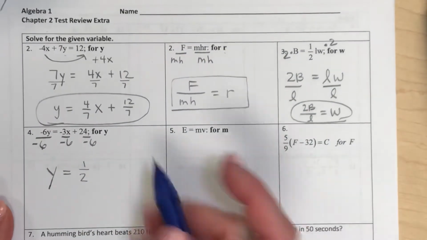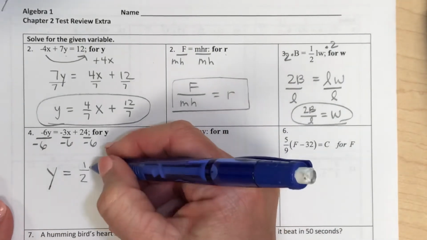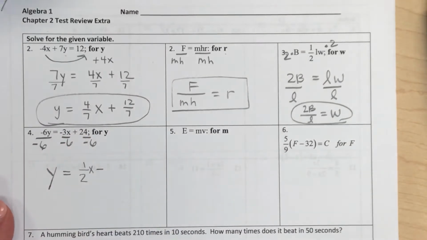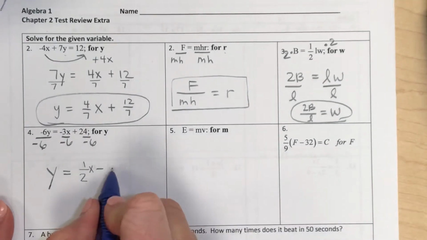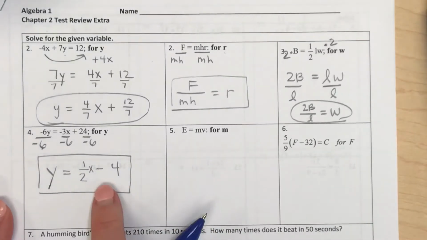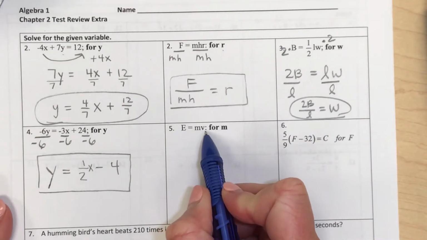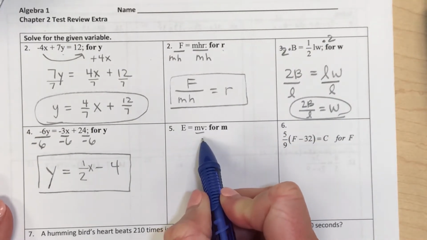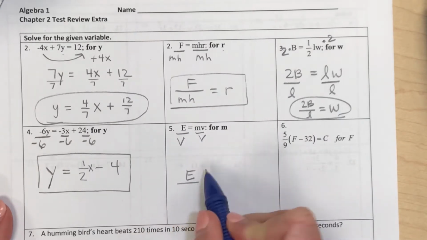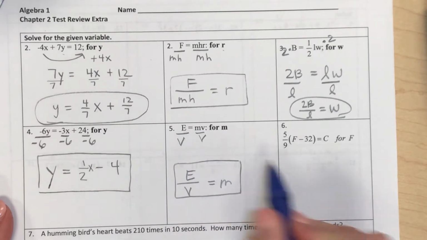And then 24 divided by -6, that's going to be a minus. Oh, let me put my x term there. 24 divided by -6 is going to be exactly -4. And that'll be our simplified y equals mx plus b. Now for m times v, to get my m alone, I'm going to divide by the term that I don't want, which is the v. So e divided by v will equal your m term.